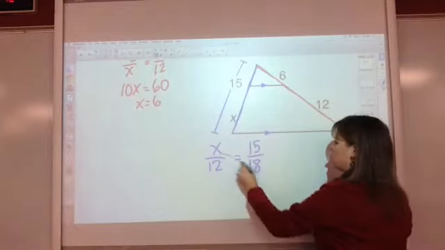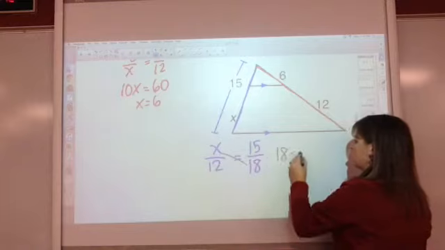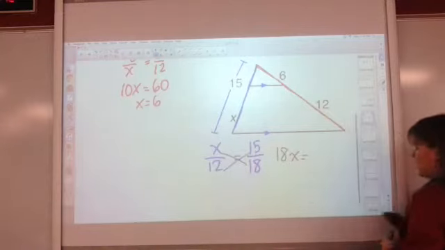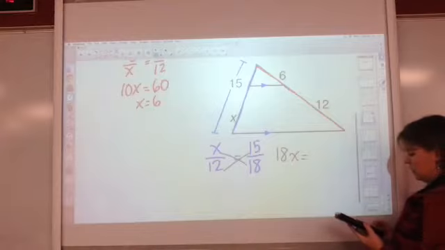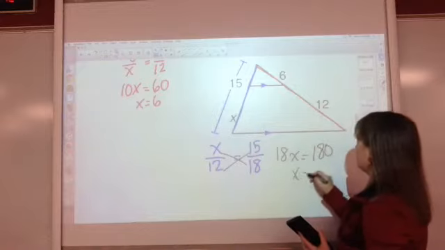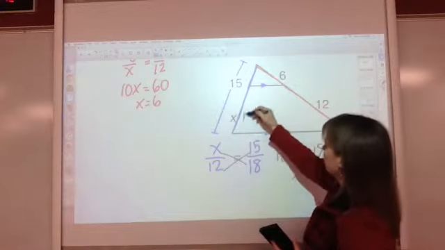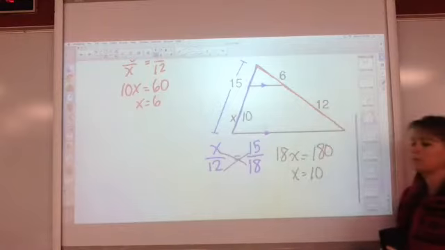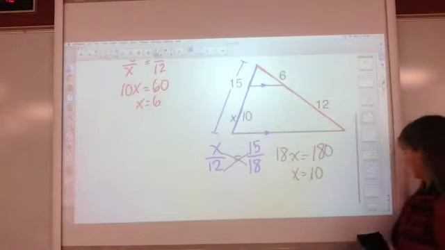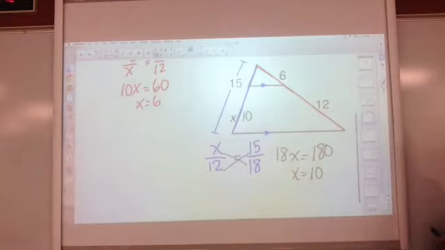Cross multiply that out, you get 18x equals 12 times 15. I imagine that's 180, but just in case, it is 180 divided by 18. You find out that x equals 10. If you want to write it down, go ahead. If you don't want to, just follow along.